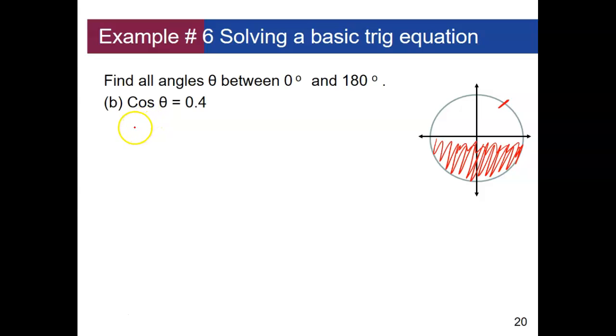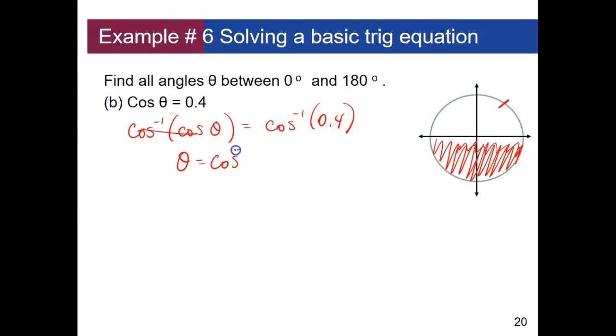So here, if I look at taking the inverse cosine of both sides, because that's what's going to cancel off here, theta is going to be the inverse cosine of 0.44 degrees. Okay, so this angle over here is 66.4. I don't need to consider the second quadrant because cosine is negative in the second quadrant, and we were specifically looking for the positive cosine value.